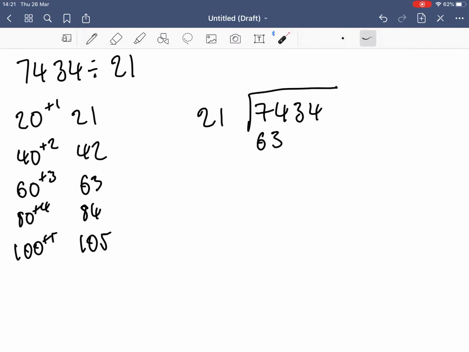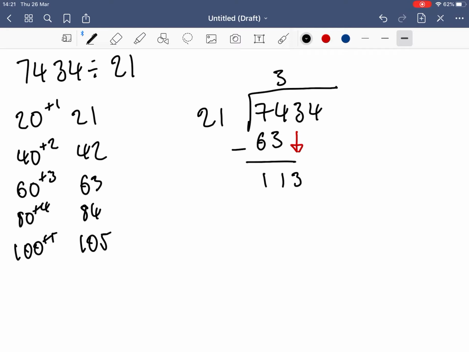Where do we get up to? We got up to 1, 2, goes in 3 times. So we put our 3 above that 4. Okay, now we need to do a subtraction like before. 4 take away 3 is 1. 7 take away 6 is 1. So we're left with 11. Brilliant. Now, next thing we need to do is always, as we always do, drop that digit down. So we need to drop the 3 down next to the 11 and we get 113.